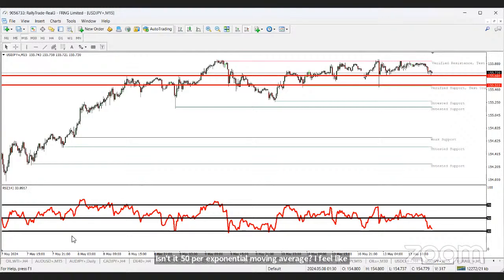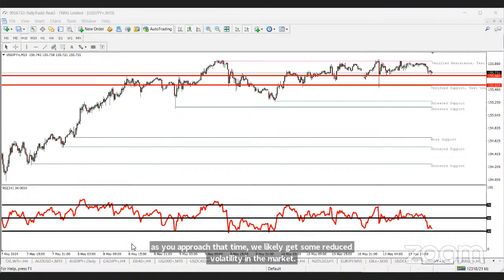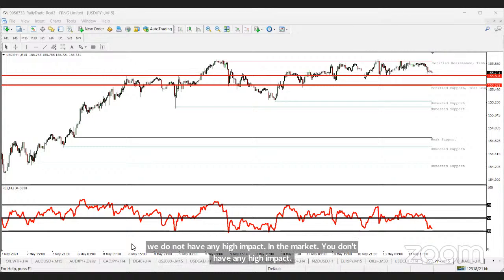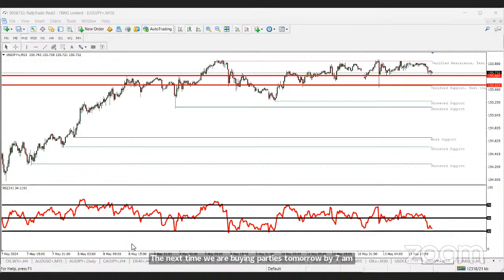I feel like that's a nice way, because as we approach Wednesday, which will have CPI, we will likely get some reduced volatility in the market. Today we do not have any high impact news. The next time we have high impact is tomorrow by 7 a.m., Claimant count change, and then we have PPI by 1:30 p.m.